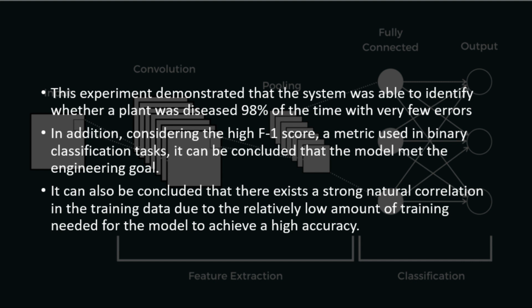So this project demonstrated that the system was able to identify whether a plant was diseased 98% of the time with very few errors. In addition, considering the high F1 score, which is a metric used in these binary classification tasks, it can also be concluded that the model met the engineering goal that was set. Lastly, it can be concluded that there is a strong natural correlation in the training data due to the low amount of training time needed for the model to achieve this high accuracy. This just means that the images in the training set had a clear correlation to their class, most likely because the Panama disease leaves are very yellow compared to the healthy leaves, which are very green.